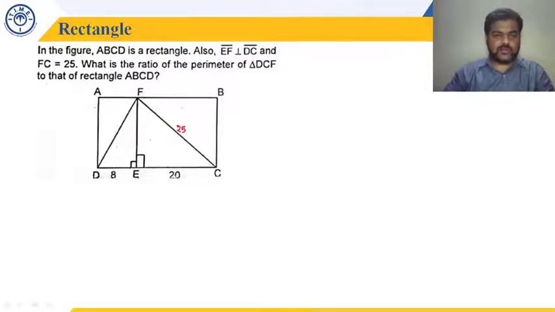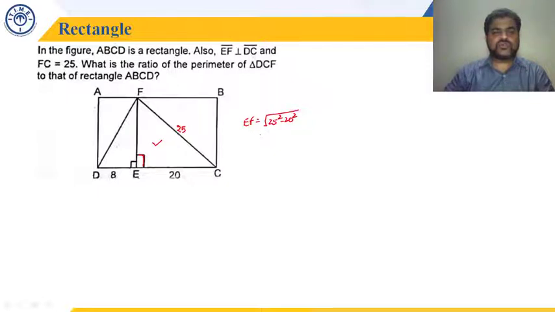Now look closely here. Look at triangle ECF. It's a right angle triangle because this angle is 90 degrees, isn't it? So in a right angle triangle, if two sides are given, can I find the third side? Yes, we can find the third side. How? Using Pythagoras theorem. So can I say the length of EF will be square root of 25 square minus 20 square. I am just using Pythagoras theorem.